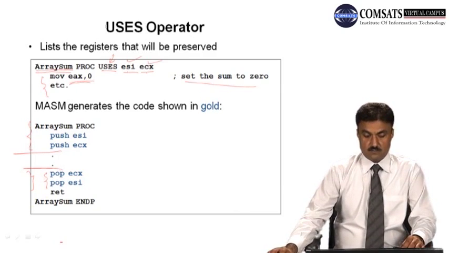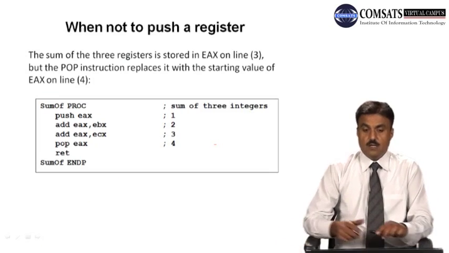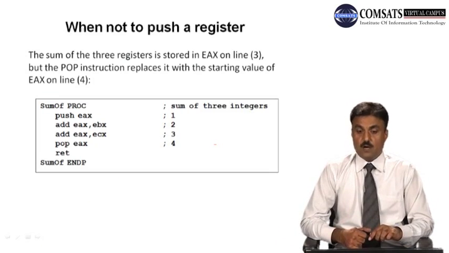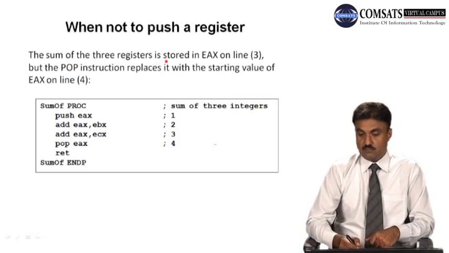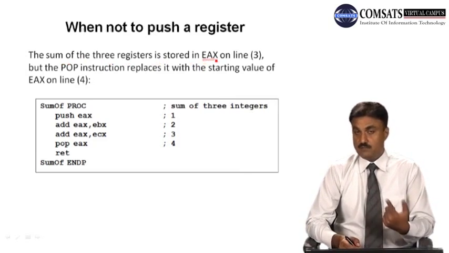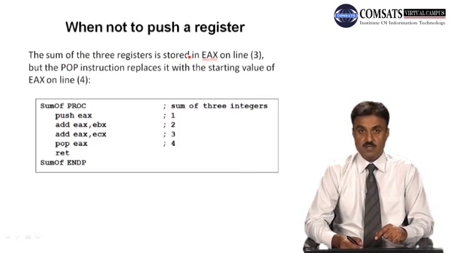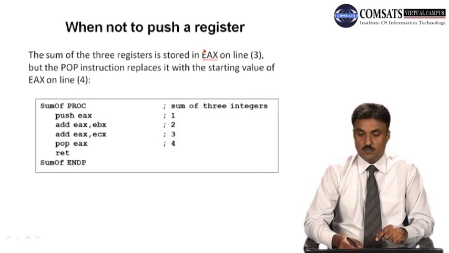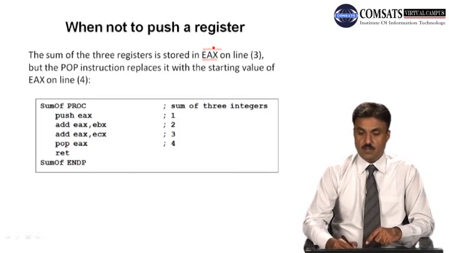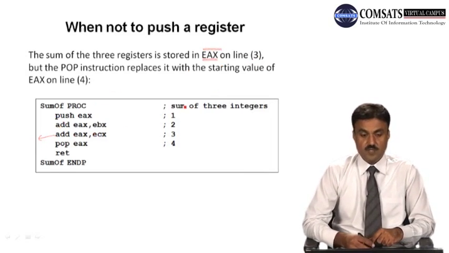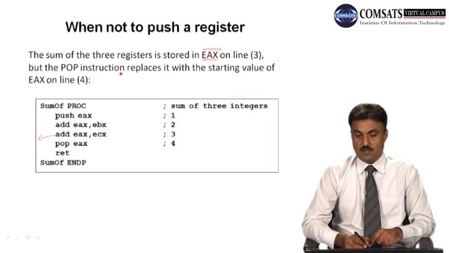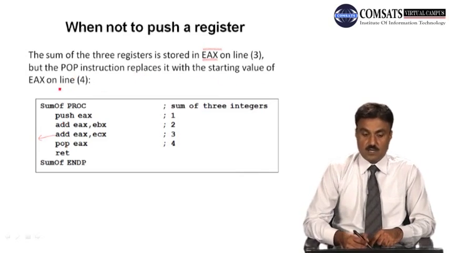So what we have to do next is look at the conditions when you cannot push, or when to push and when not to push. Here you can see the sum of the three integers we store in EAX, for example. In the very first example in the beginning, you saw that we put the sum inside EAX in line number 3. The same example is here, but with a pop instruction. The pop instruction here will replace the starting value of EAX on line number 4.